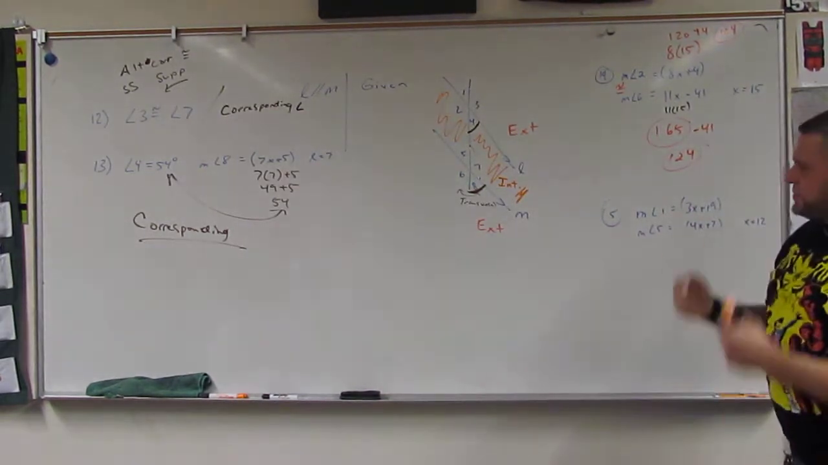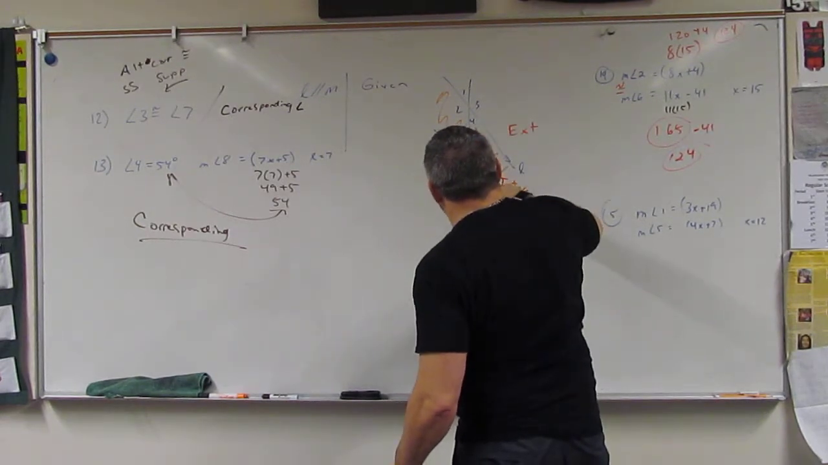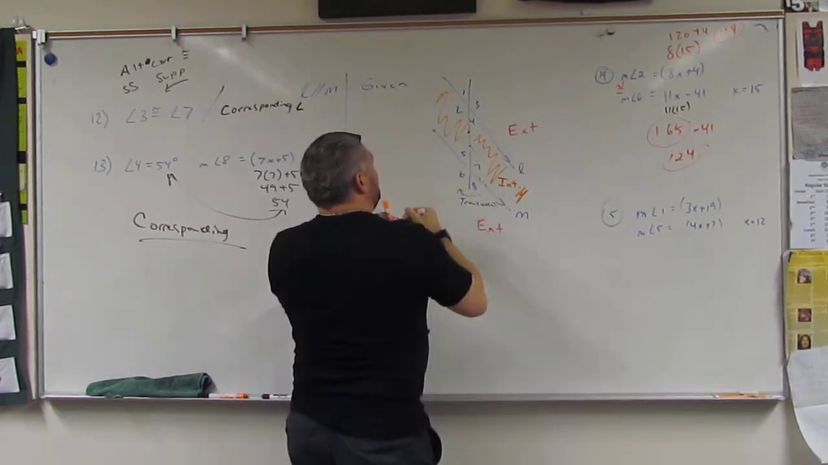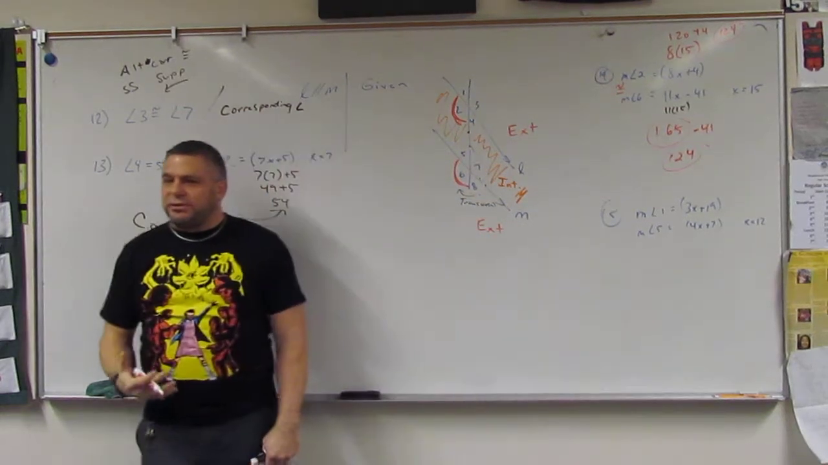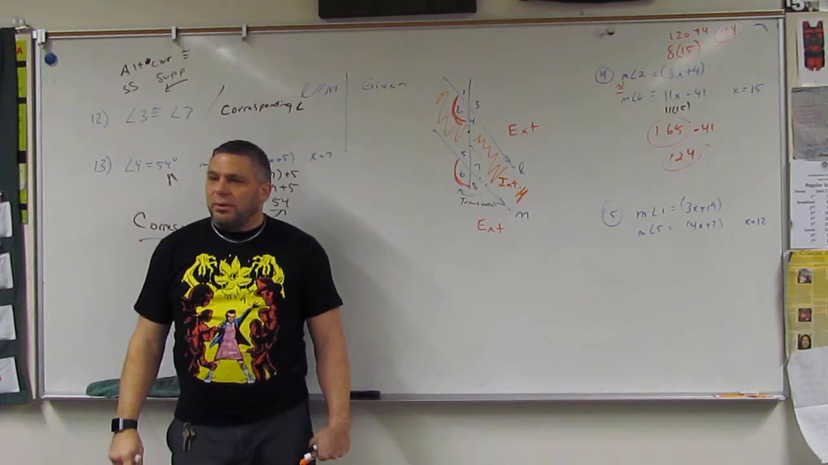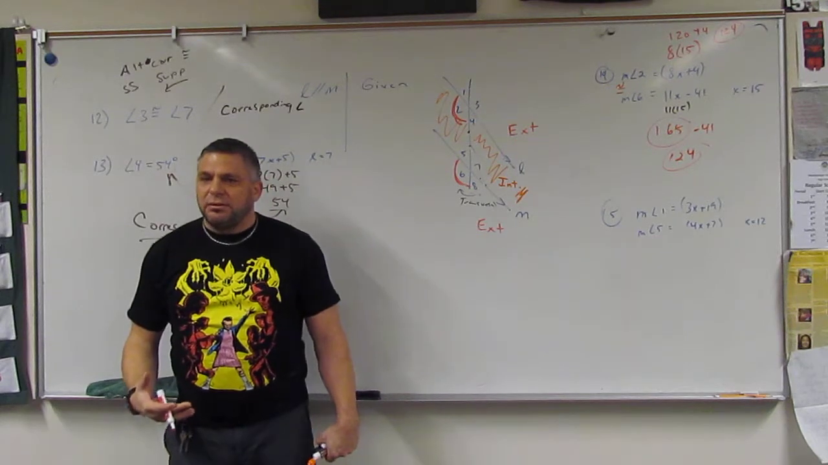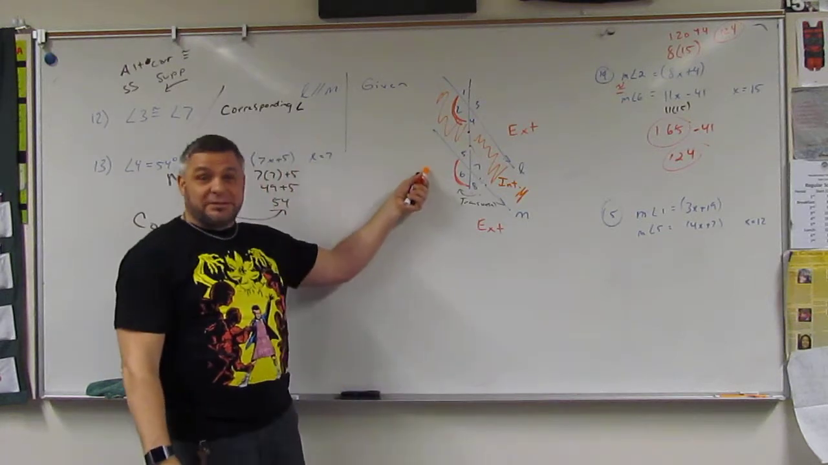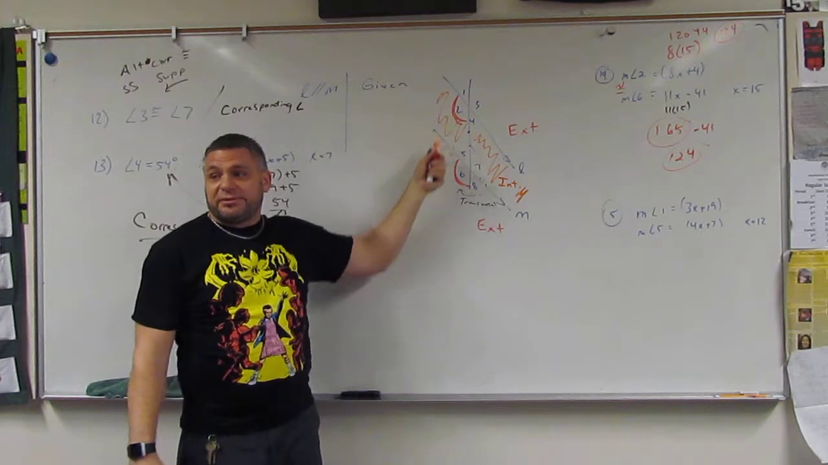Why are they congruent? So now let's take a look. Let's erase this. And let's talk about 2 and 6. 2 is here, and 6 is here. So why are those congruent? Are they alternating? No. Are they on the same side? They're either alternating or on the same side. So if they're not alternating, then they must be on the same side. Does that make sense? Okay? Here and here. They're on the same side of the transversal.